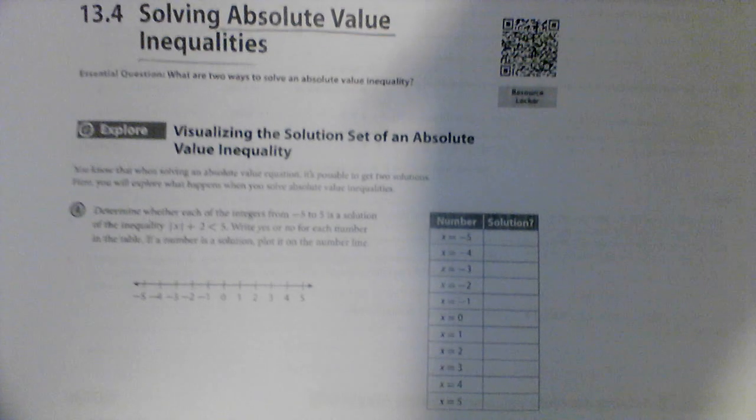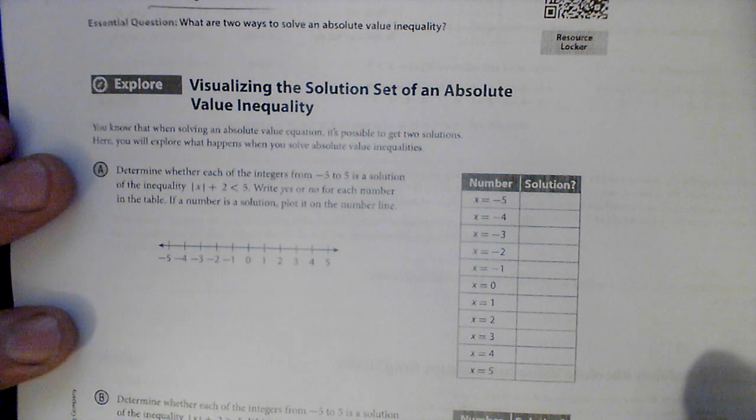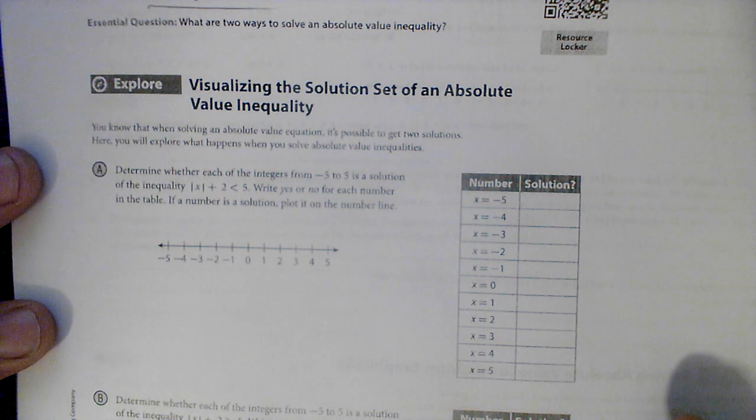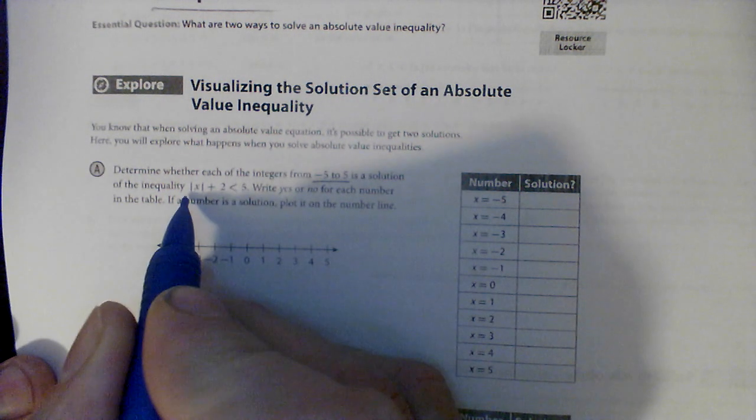It's possible to get more than two solutions with an absolute value. That means sometimes we're going to get a wide variety of solutions with the inequality as well, and I'll show you some of those types right here. The shading is going to look a little bit different on some of these solutions than we've seen in the past. This says determine whether each of the integers from -5 to 5 is a solution for this inequality.